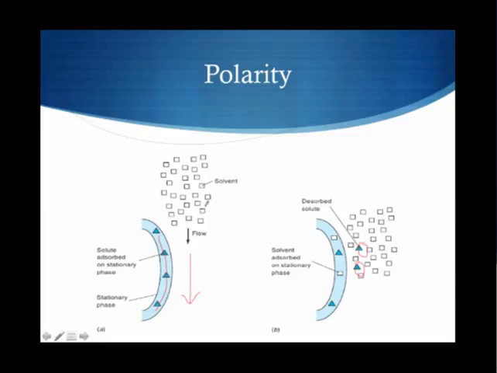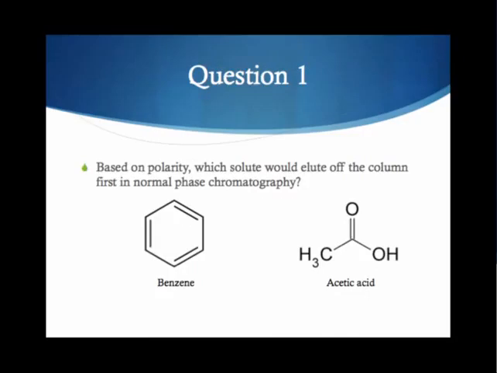So now that we've talked a little bit about polarity, it's time for a practice problem. Based on polarity, which solute would elute off the column first in normal phase chromatography? Remember that normal phase means that the stationary phase is polar and the mobile phase is nonpolar. Just think about the polarity of each one to answer this question. You can go ahead and pause the video and the answer will be on the next slide.